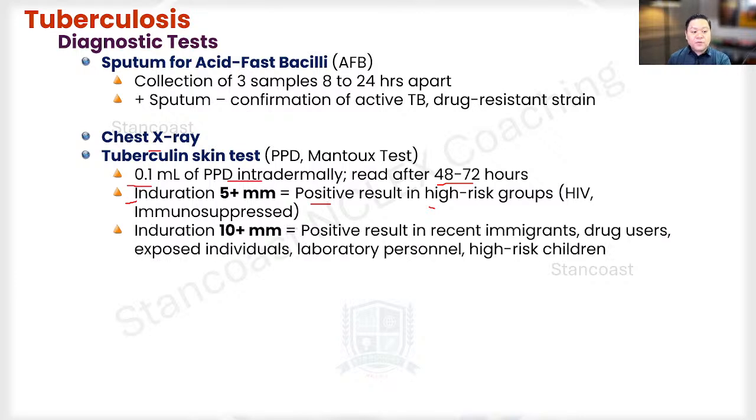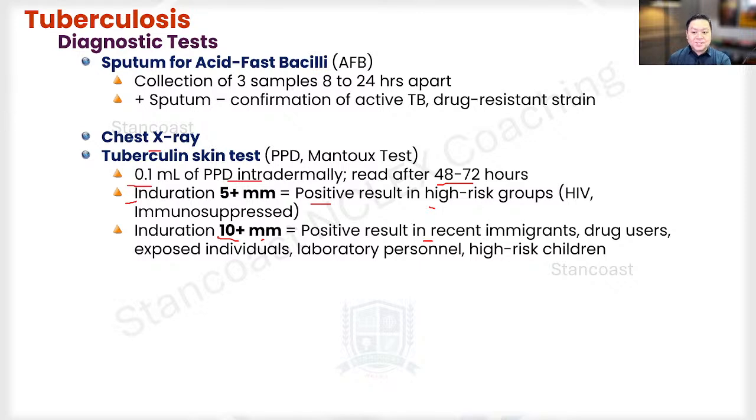However, if the induration is at least 10 millimeters, okay, this is going to tell us that the person is positive for TB if they belong to this category. Maybe they are recent immigrants, drug users, individuals that have been exposed, laboratory personnel that are exposed to these infectious substances, or children that are considered high risk. And so with that 10 millimeter induration, they're already considered positive for TB.